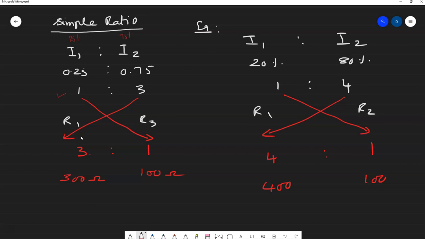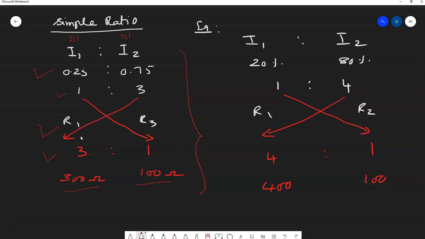This is a bit of a trick. We got the same answer as with the proper method, but this is kind of a shortcut. First you take the ratio of the current, then you reverse the ratio to get the ratio of the resistance. So the ratio between R1 and R3 is 3 is to 1. If you give 300 ohms here, this will be 100 ohms. No, it's just a ratio.